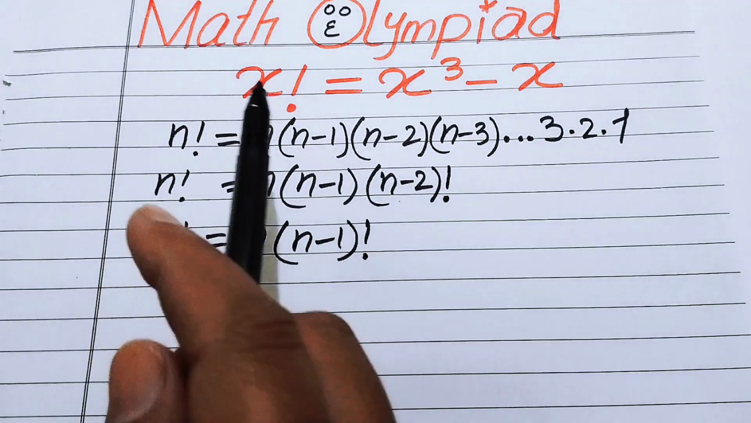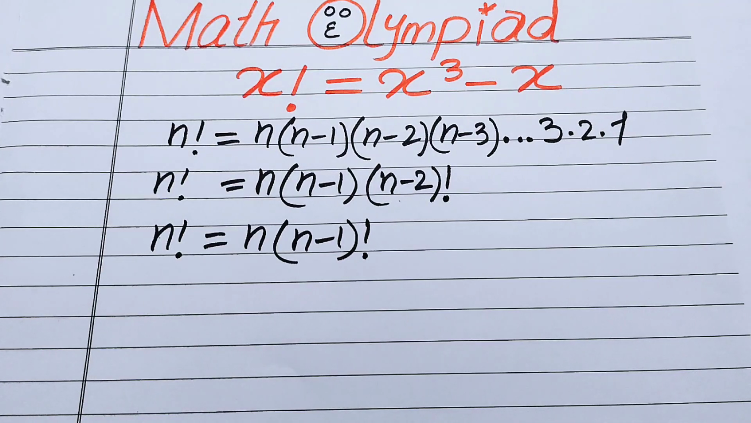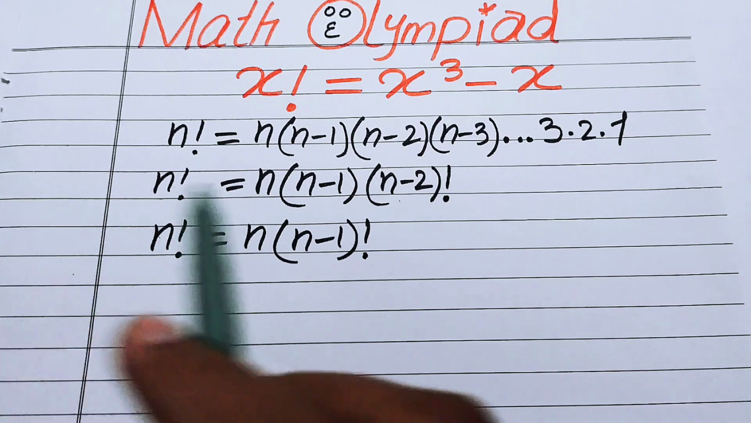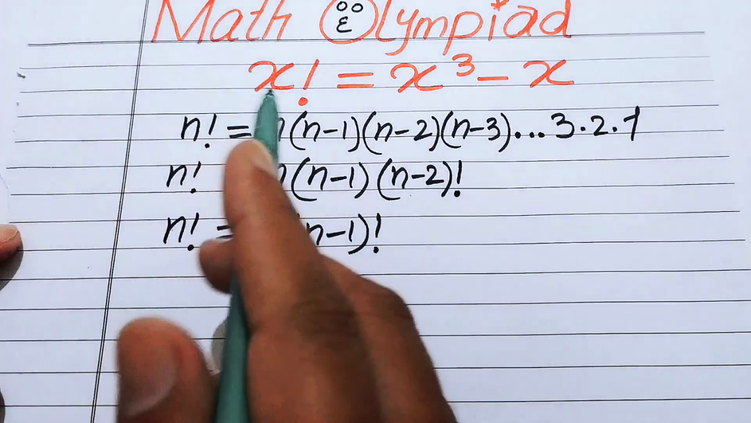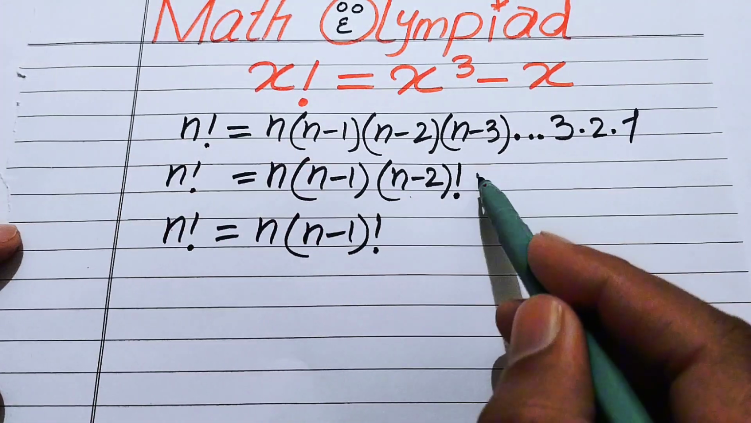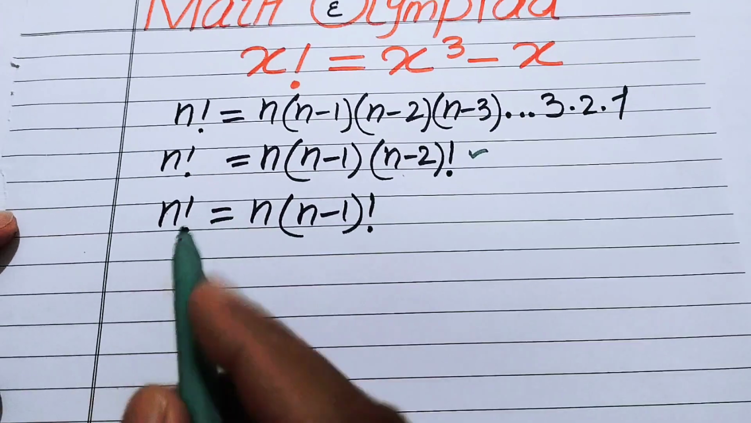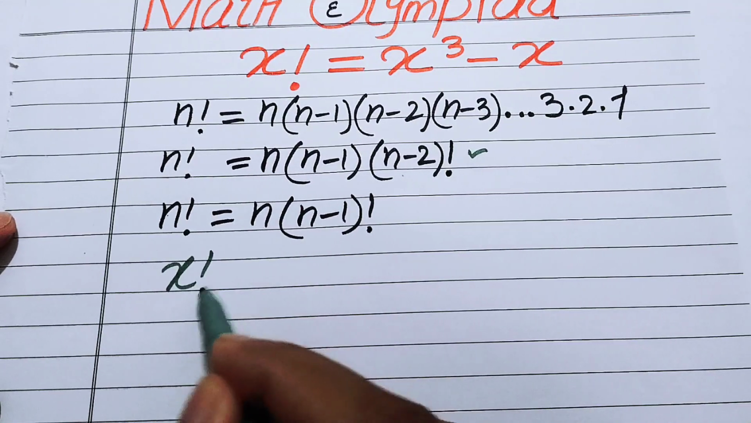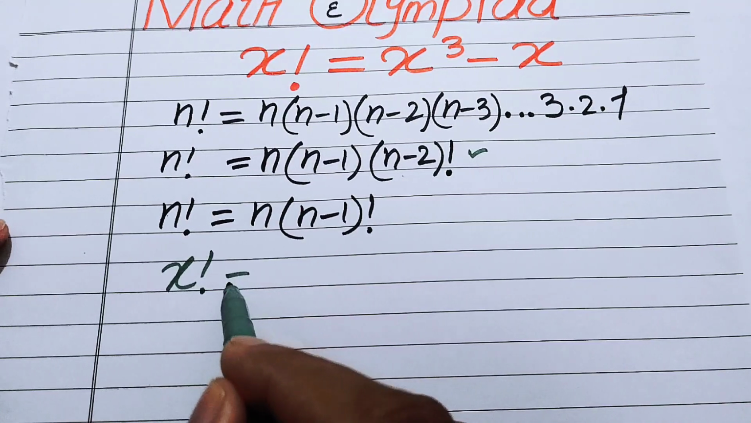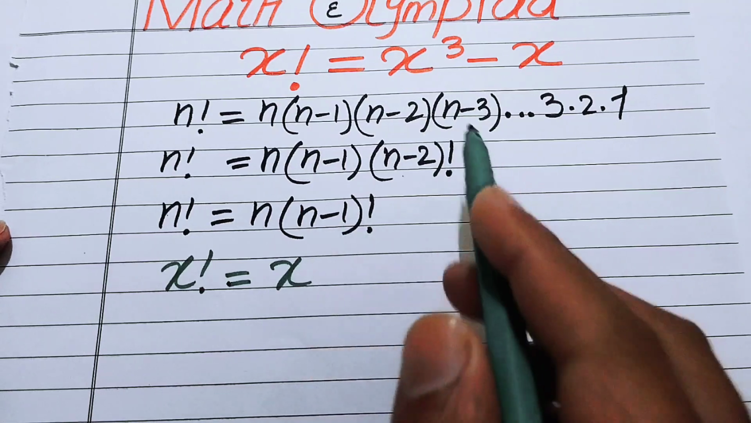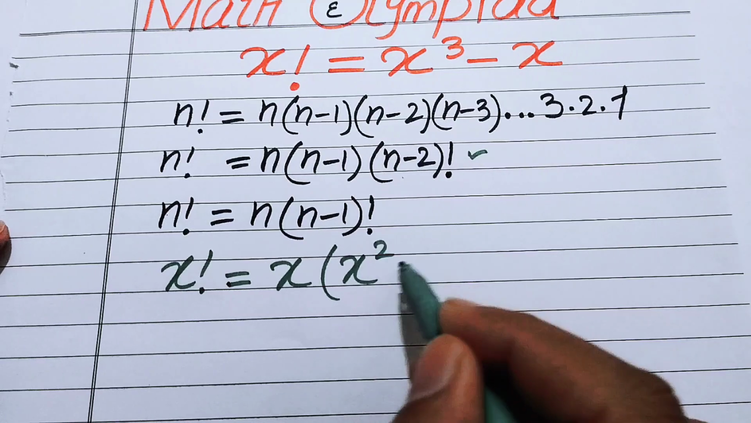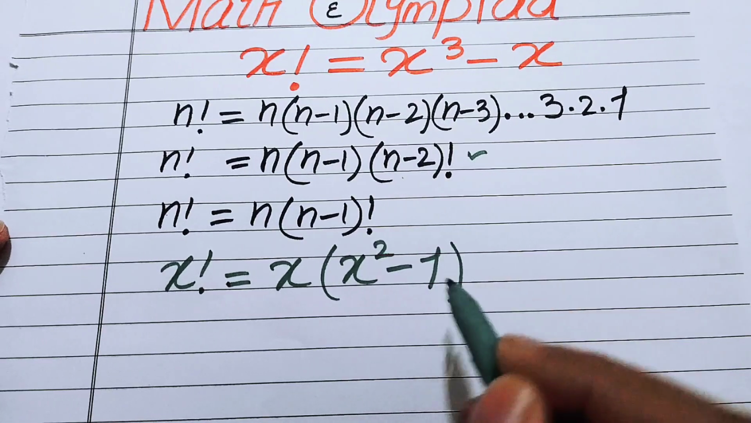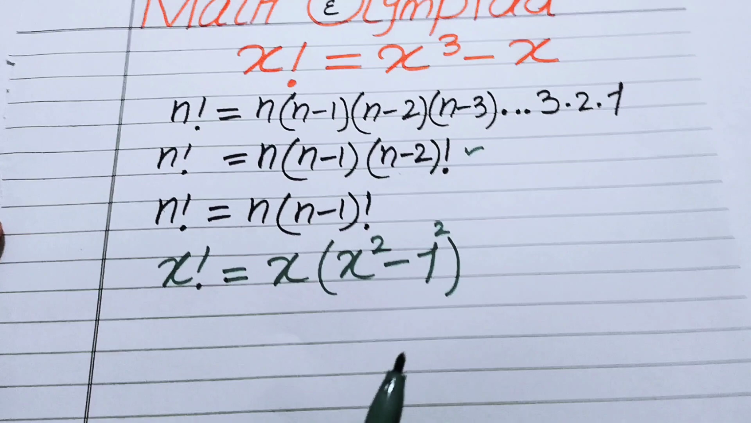So now first I can open the factorial of x, and I can open this factorial up to 3 terms like this. So you get here x factorial equals x cubed minus x, and now I can take x common here, then you get x times x squared minus 1, and we write this 1 as 1 squared.